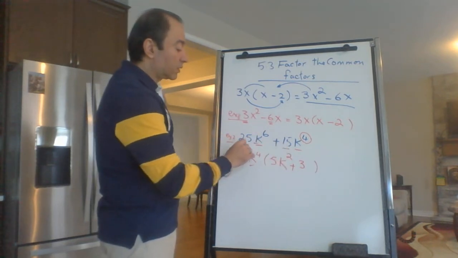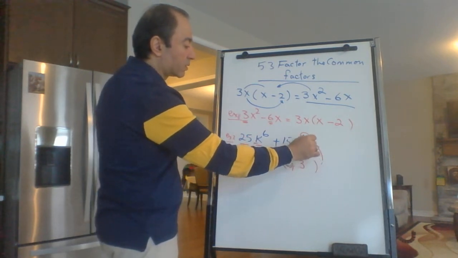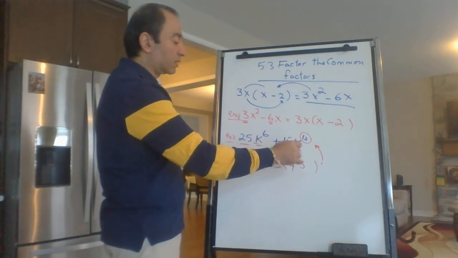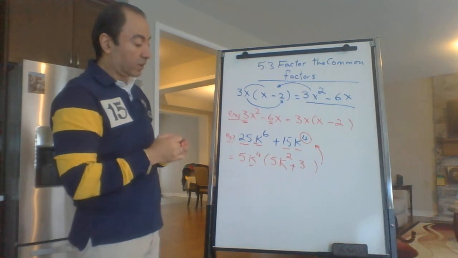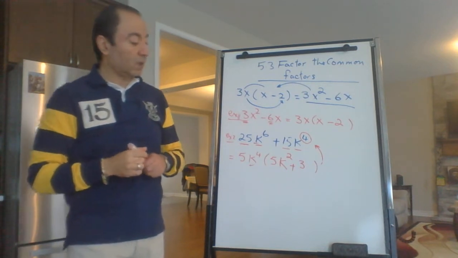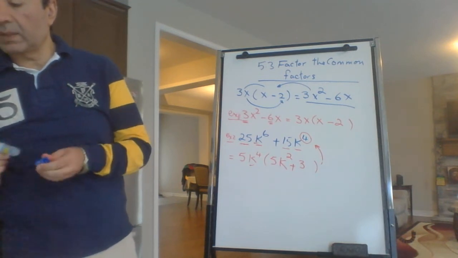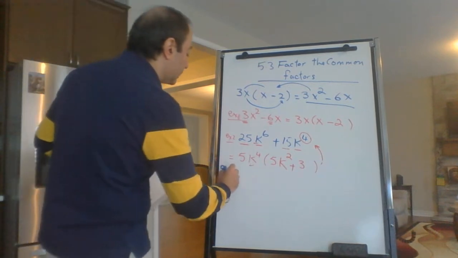Note, if we distribute this back, it will give us this. So we can check our answer by distributing this and see if we get the original relation. Okay? This is example 2. I want to do another example. Example 3.